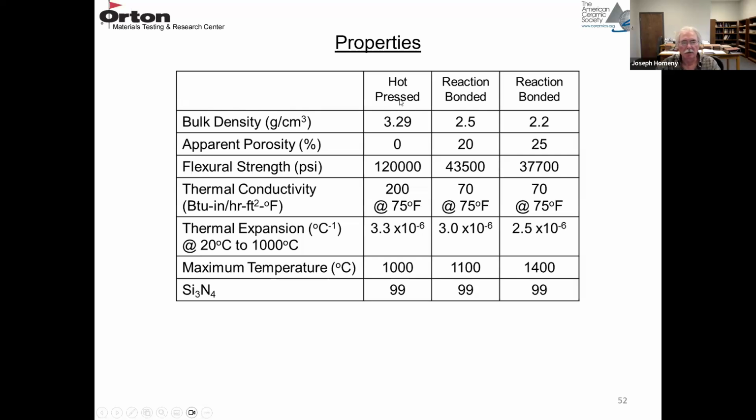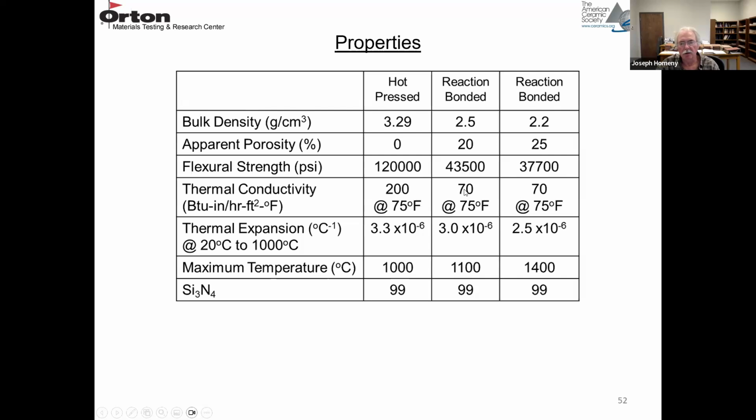So this is a hot press silicon nitride and two reaction bonded materials. You can see how dense the hot press material is, very low porosity. It's about 3.3 grams per cubic centimeter at zero porosity. And then the reaction bonded materials are 2.5 and 2.2 with 20 and 25% porosity. The bend strength on this hot press material is 120,000 psi, so it's very strong. But the reaction bonded materials are also fairly strong. This one's about 43,000 and this one's about 37,000 psi.